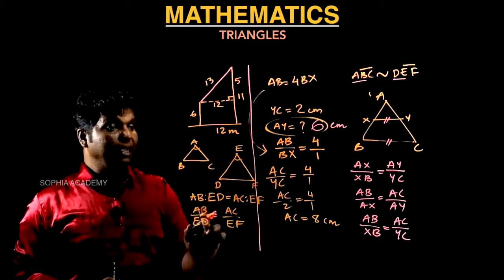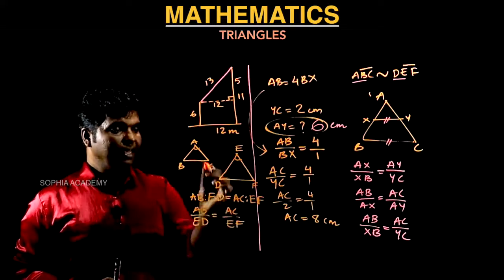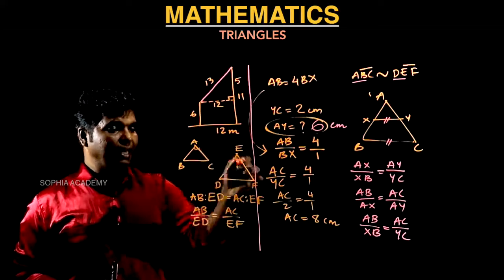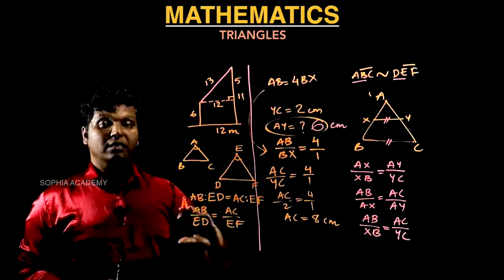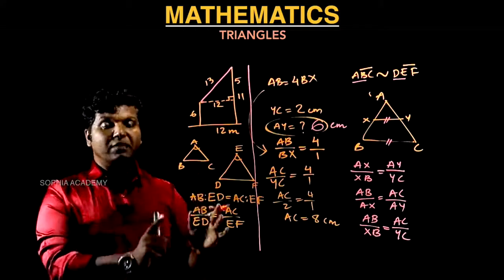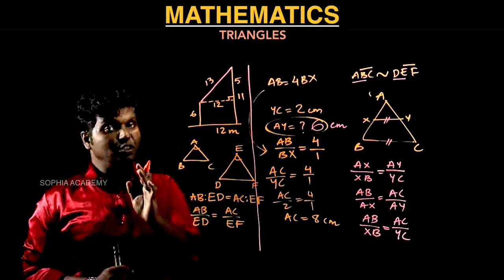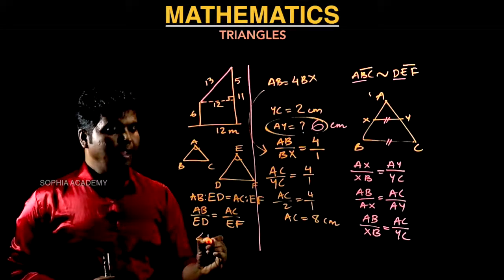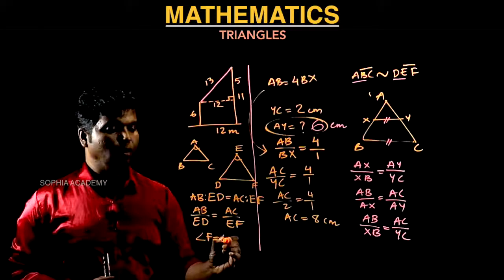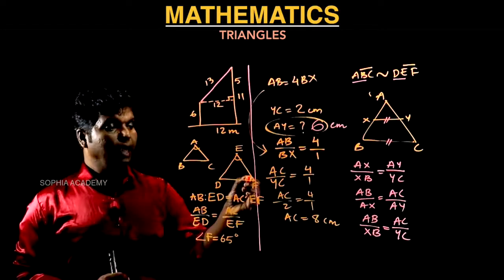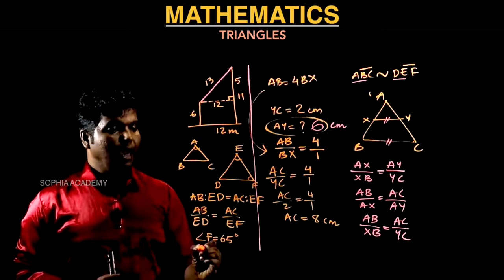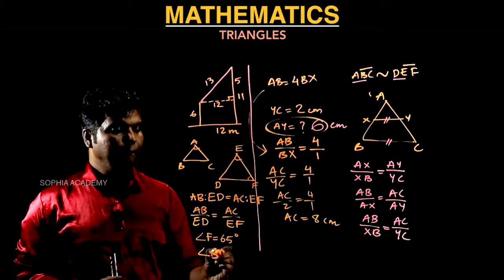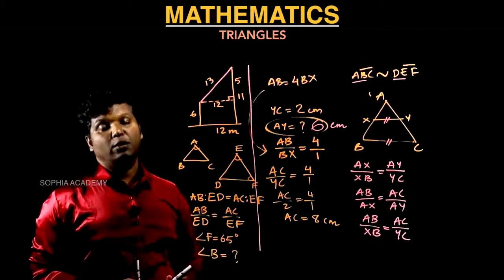So AB by ED, AC by EF, they are having the same proportion. So this much is given inside the question. Now what is the thing which you have to find? Angle F is equal to 65 degree. That's also given. Angle F is also given, it is 65 degree. And now you have to find angle B. This is the thing which you have to find.